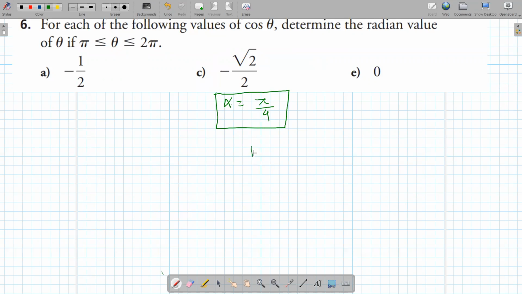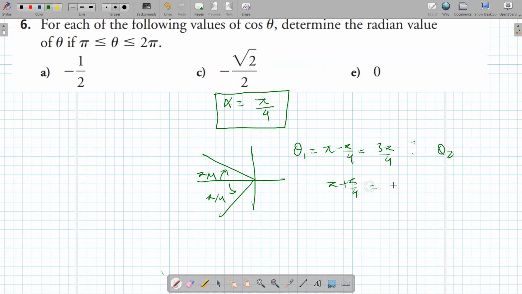And we know cosine is negative in quadrant 2, right? And this is the same thing as the question that we just did, quadrant 3. So the two answers for theta: theta 1 is going to be pi minus pi over 4, 3 pi over 4 in quadrant 2, and then pi plus pi over 4, 5 pi over 4 in quadrant 3. And there you go. It has two different answers.